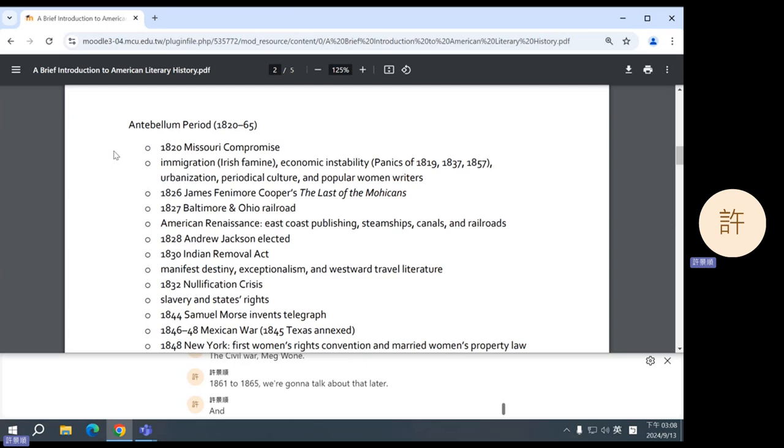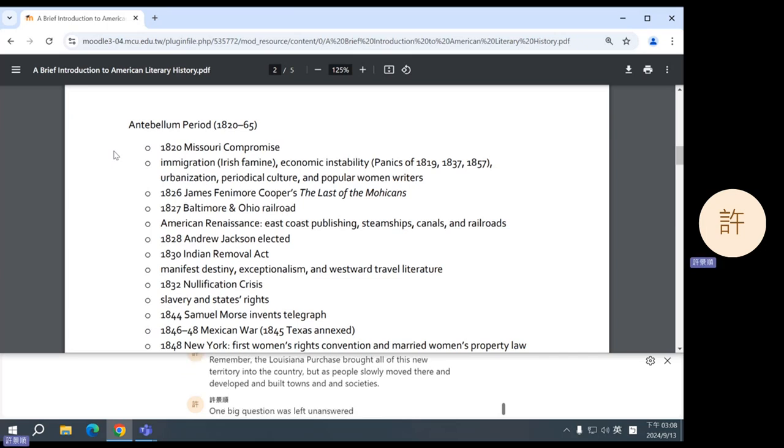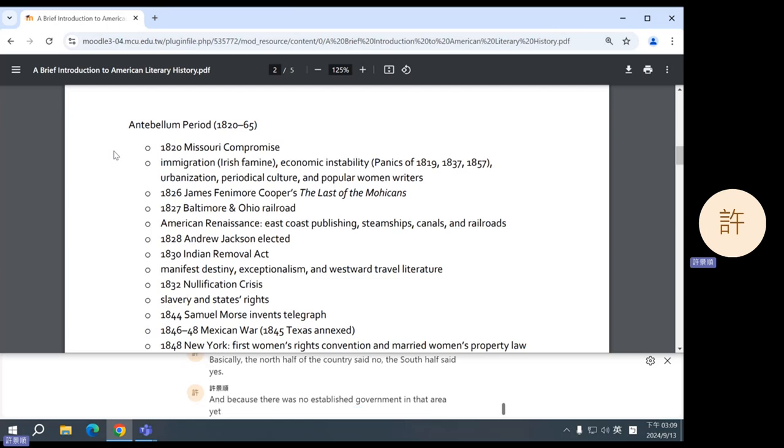And the first early sign that things are not going well, that the U.S. may have to fight a civil war, is with the Missouri Compromise. Remember, the Louisiana Purchase brought all of this new territory into the country. But as people slowly moved there and developed and built towns and societies, one big question was left unanswered. Should we bring slaves? Basically, the north half of the country said no, the south half said yes. And because there was no established government in that area yet, people got into battles and fights about this problem.